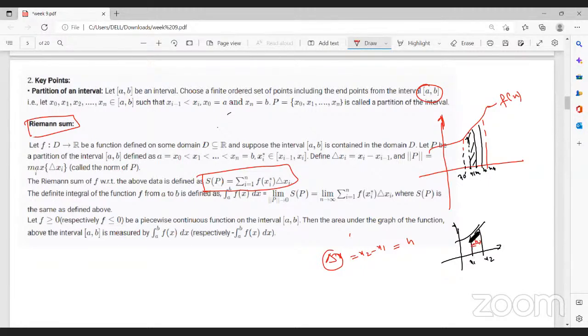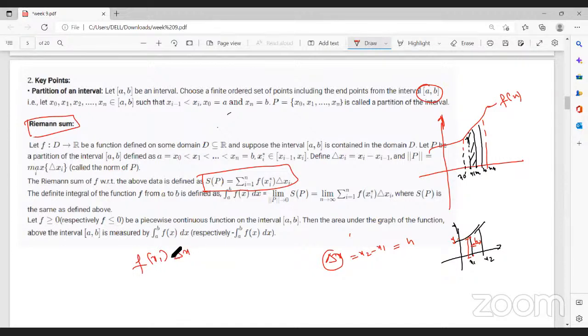Now we want this length also. How will we find this length? I can simply put this point in f of x, say f of x1, and I will get the corresponding value of y. If I multiply this f of x1 into this delta x, I will get the area of this rectangle. So we are calculating the area of the rectangle in terms of the function value as its height.